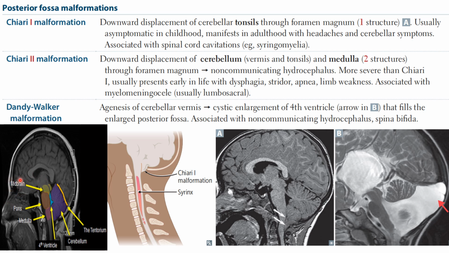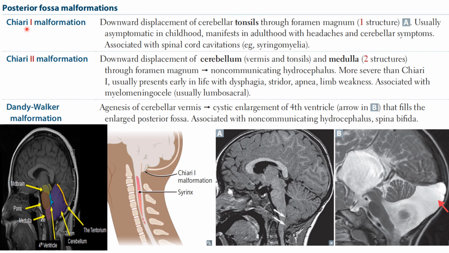So you can see in this view, this is the posterior fossa, and these are the parts or areas you're gonna cover. Here we have the midbrain, here we have the pons, and there we have the medulla. Here we have the fourth ventricle, and the cerebrum is here, and the tentorium is here. So this is the posterior fossa. Here we're going to have malformations, obstructions or whatever disorders. Everything we're gonna see in this area.